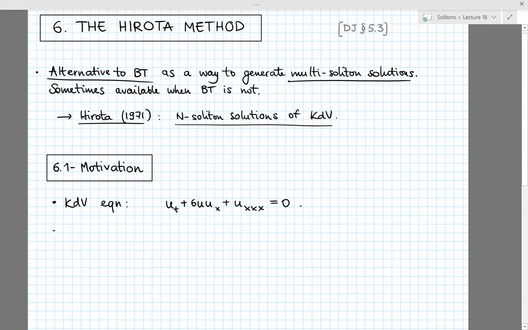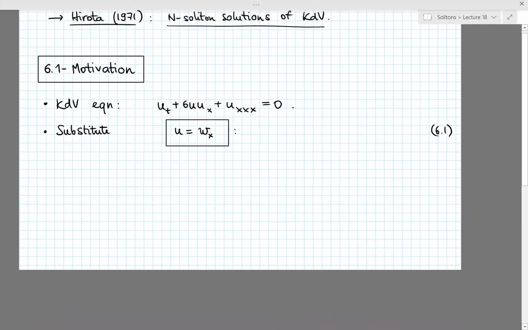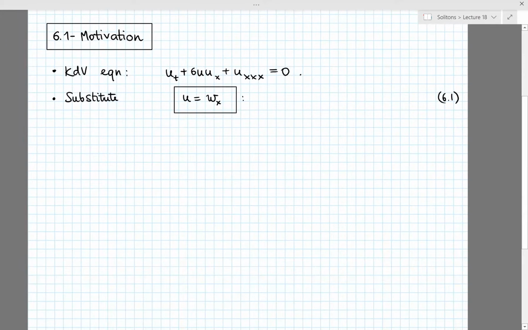And what we'll do is to substitute for the field, the KdV field u, w_x. So we write the KdV field as a partial derivative with respect to x of another field w. So when we make this substitution in the KdV equation, we get the following equation for w: w_xt plus 6 w_x w_xx plus w_xxxx, four derivatives, equal to 0.